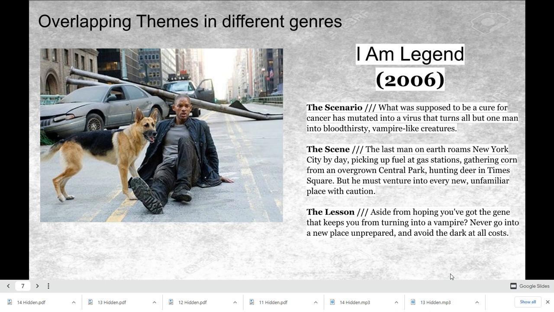So a lesson would be, aside from hoping you've got the gene that keeps you from turning into a vampire, never go into a new place unprepared and avoid the dark at all costs.